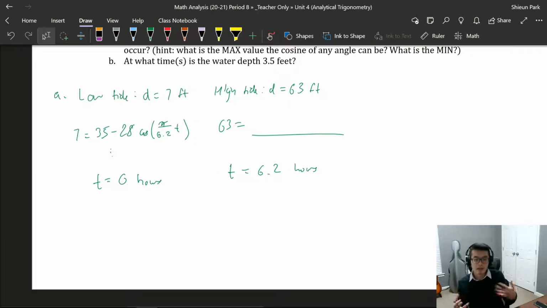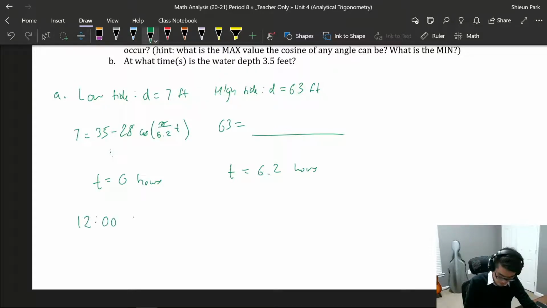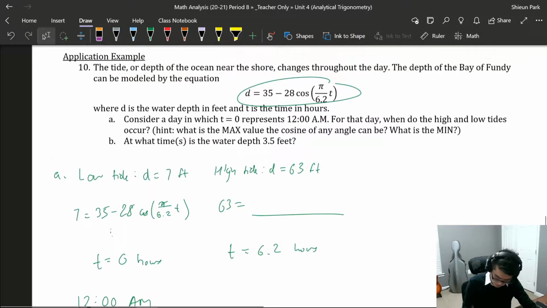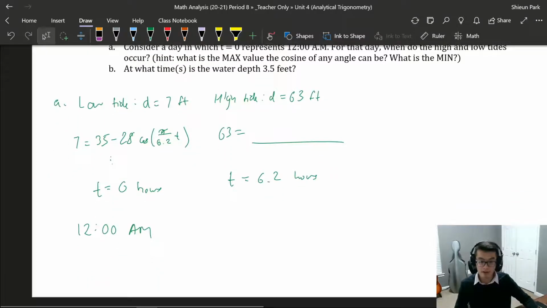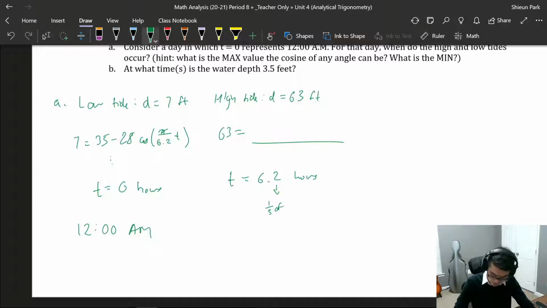Now we need to convert this into actual time. If we're saying that at time equals 0 the low tide is 7, then it happens at midnight, because we notice here that we're considering a day in which t equals 0 represents midnight. One of our answers was therefore midnight. That means t equals 1 is 1 o'clock, t equals 2 is 2 o'clock, and so on. For 6.2 hours, convert the 0.2: 0.2 of an hour is the same as 1/5 of 60 minutes, which is exactly 12 minutes. So we can say that at 6:12 a.m. is where the high tide is going to be.